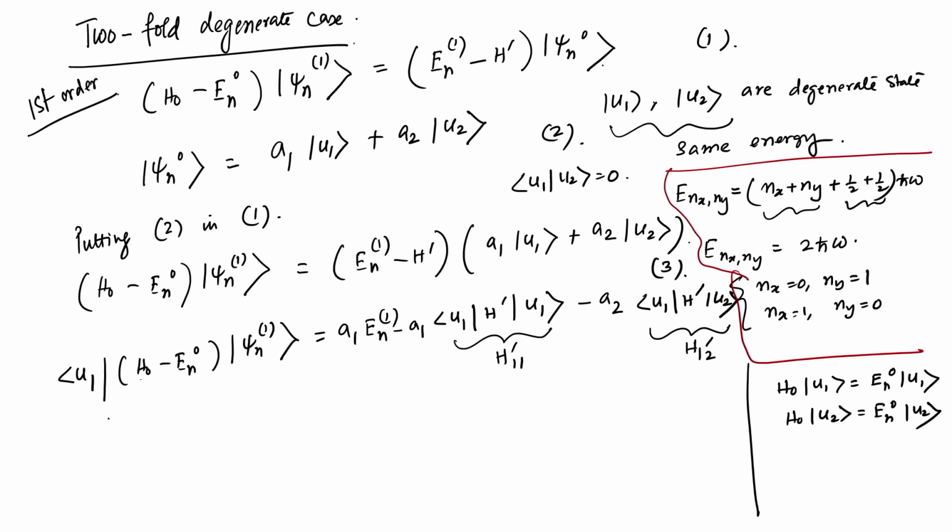So, that tells you that this term is equal to 0, because H0 acting on this bra u1 will give me En0, and the En0 will cancel with this. So, what we have is 0 equal to En1 A1, and let me also put A1 1, okay, because we are talking about the first order.